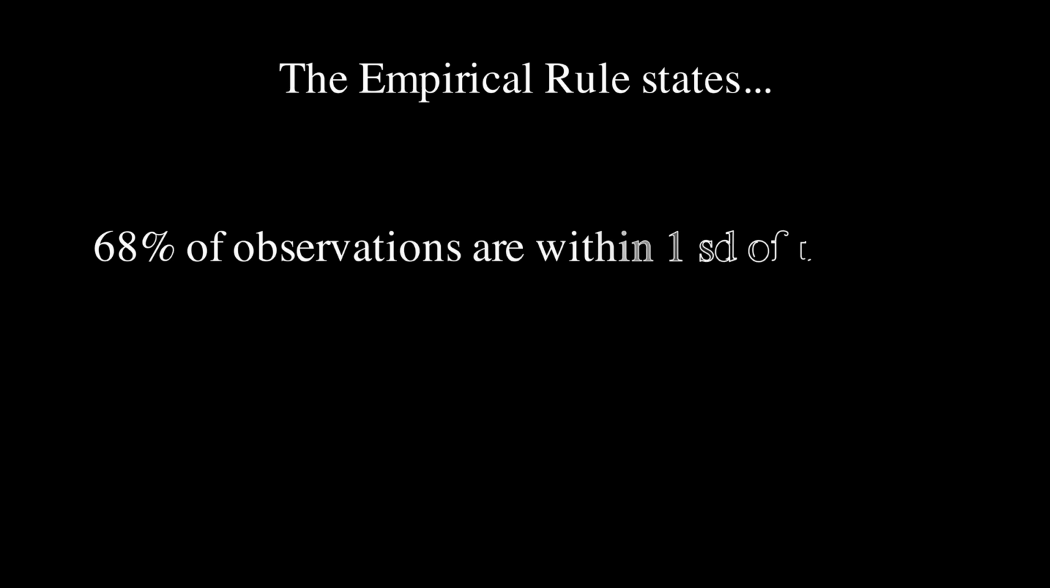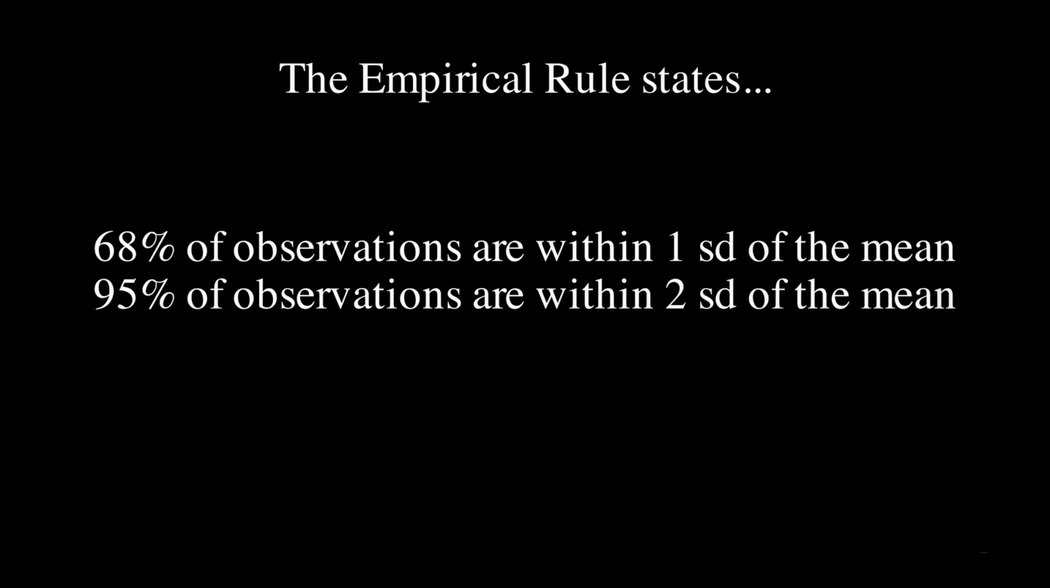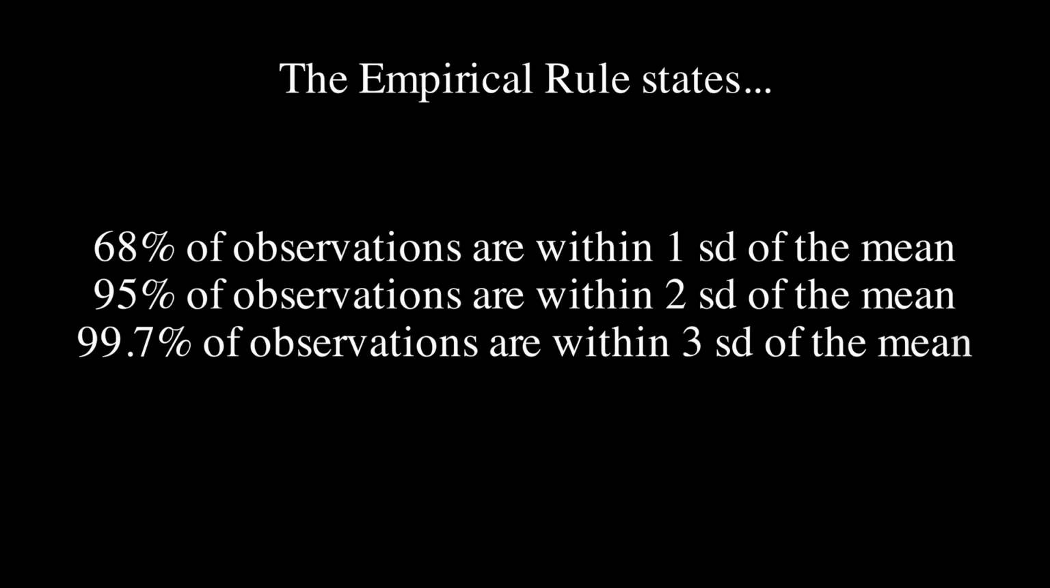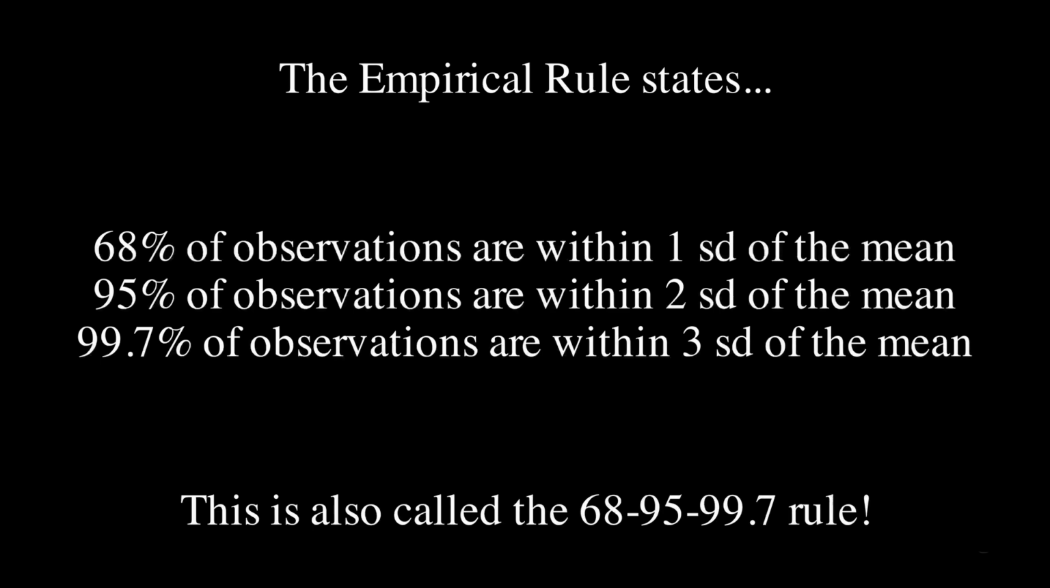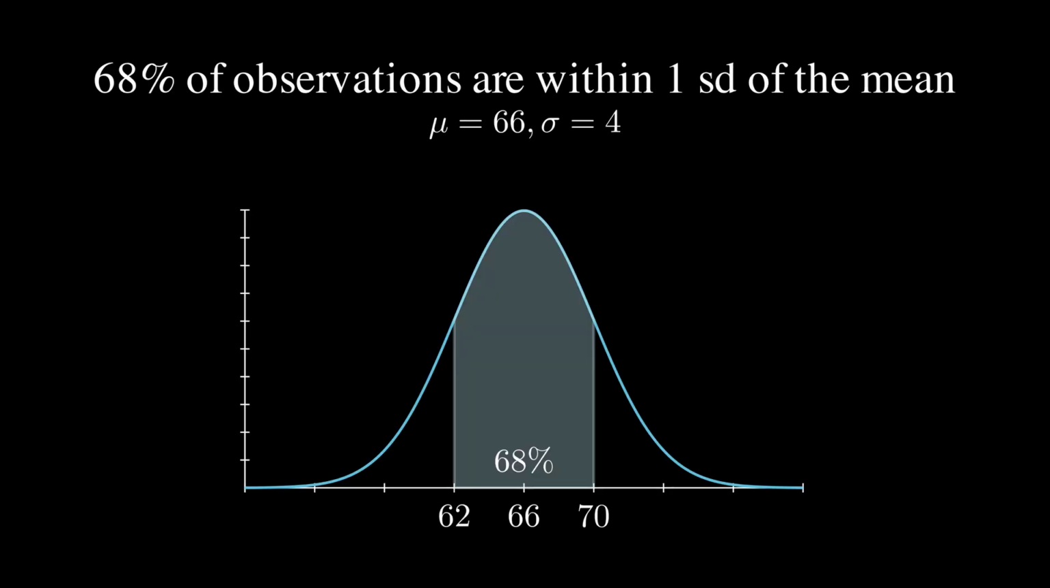The empirical rule states that 68% of observations in a normal distribution are within 1 standard deviation of the mean. 95% of the observations are within 2 standard deviations of the mean, and 99.7% of observations are within 3 standard deviations of the mean. This is also called the 68, 95, 99.7 rule for obvious reasons. So 68% of the observations are within 1 standard deviation of the mean, i.e. between 62 and 70 inches tall.